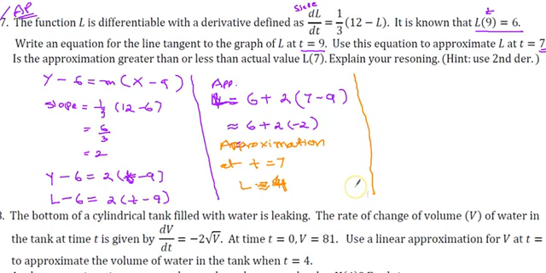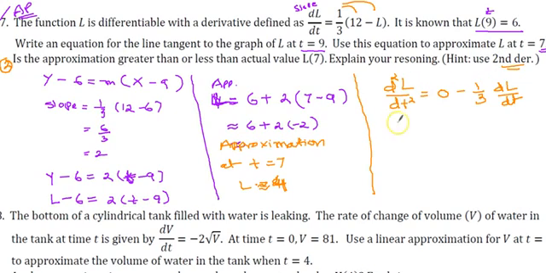Now the second part: is my approximation greater than or less than the actual value? This is usually worth 2 points, usually more points. So use the second derivative, d squared L over dt squared. Pay extra attention, this is important. If you want, you can distribute. 12/3 is 4, and the derivative of 4 is 0. The derivative of 1/3 L is 1/3 dL/dt, since we are differentiating with respect to t. So my second derivative is negative 1/3 times dL/dt.